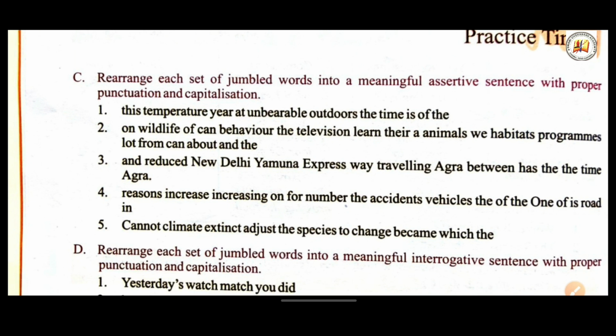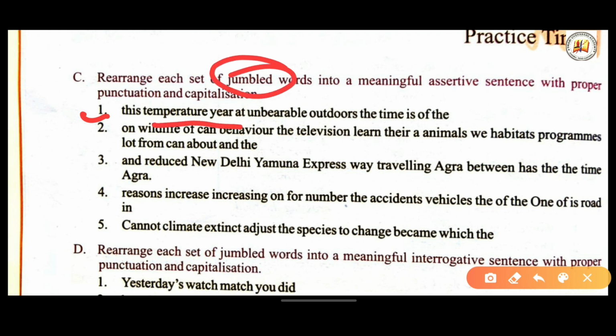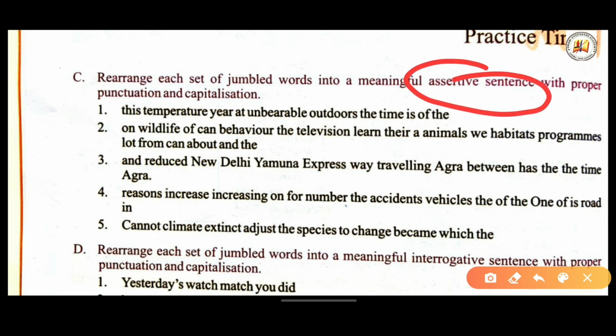Exercise number C, you will see here: rearrange each set of jumbled words into a meaningful assertive sentence with the proper punctuation and capitalization. Rearranging the set of jumbled words means the order got changed. The sentence is given here but it is not meaningful and the order has totally changed, and what you have to do is make it an assertive sentence with proper punctuation marks. It means the first letter of the sentence should be a capital letter, and at the end of the sentence there should be a full stop.